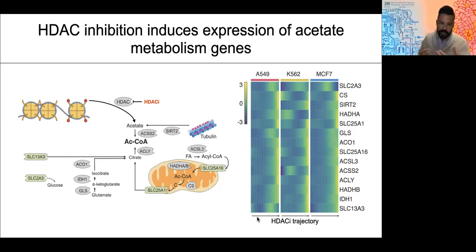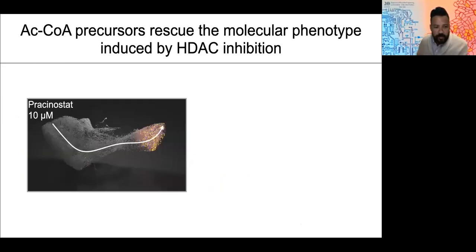So we thought that cells may have been undergoing an adaptive response to low levels of acetate. However, if this molecular trajectory really is a result of acetyl-CoA deprivation that cells are trying to recover from, then we should be able to rescue, or block, progression along the trajectory by supplementing cells with acetate in the presence of an HDAC inhibitor. So we did that experiment.